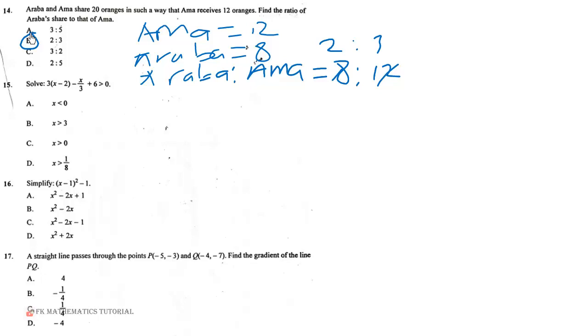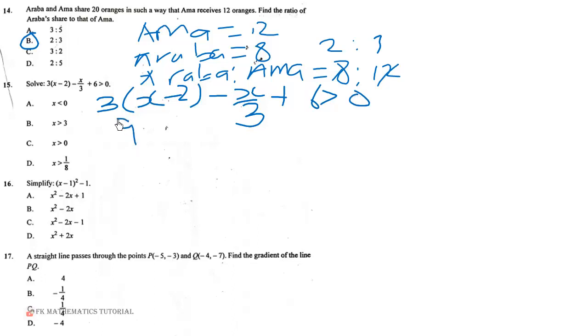We have to solve 3 into x minus 2 minus x over 2, x over 3 plus 6 is greater than 0. So when we multiply through by 3, we get 3 times 3 is 9, into bracket x minus 2. 3 times this will give you x, so minus x, plus 3 times 6 is 18. It's greater than 3 times 0, which is 0.